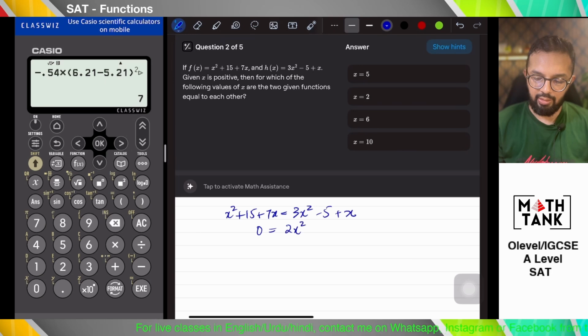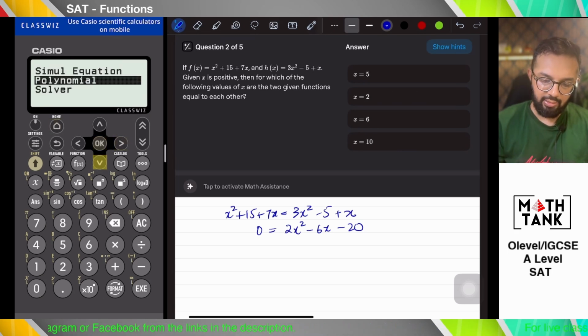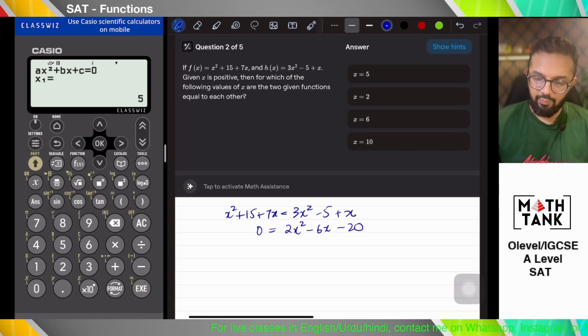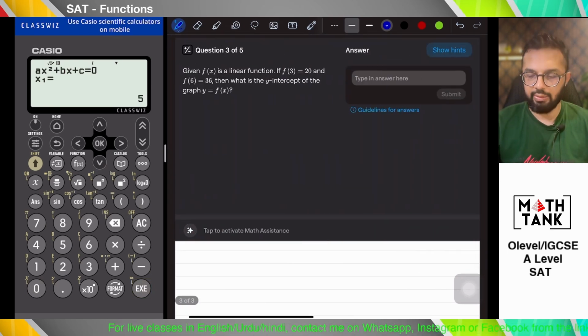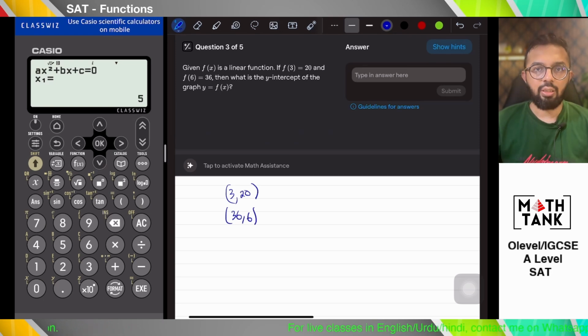So 2x squared minus 6x minus 20. I think that's something that I could do on a calculator. I don't want to do this manually. 5. Okay, that's the correct answer then. Okay, then what is the y-intercept of the graph y equals f of x? I'm given 3 comma 20 and 6 comma 36. Okay, I can't directly find the y-intercept.